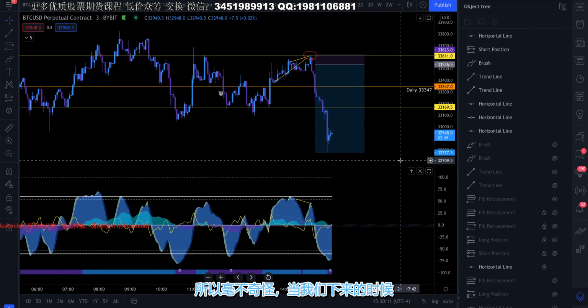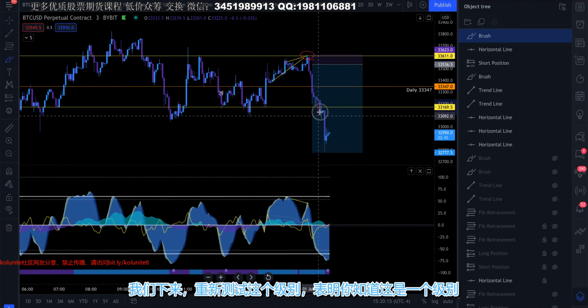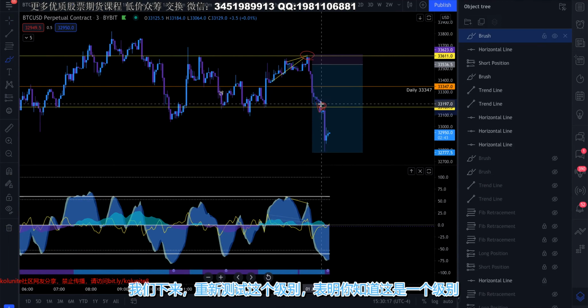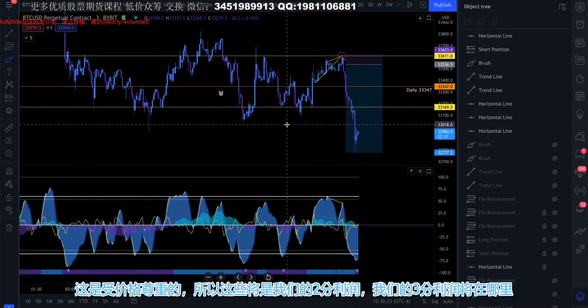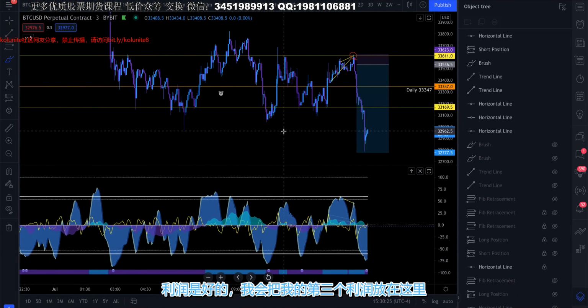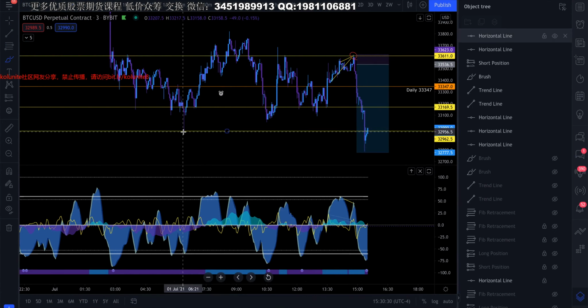And so it's no surprise that as we're coming down, we get a retest of this level, showing that it's a level that's respected by the price. So these would be our 2 take profits. Where would our 3rd take profit be? Well, I would set my 3rd take profit right here because of this wick.